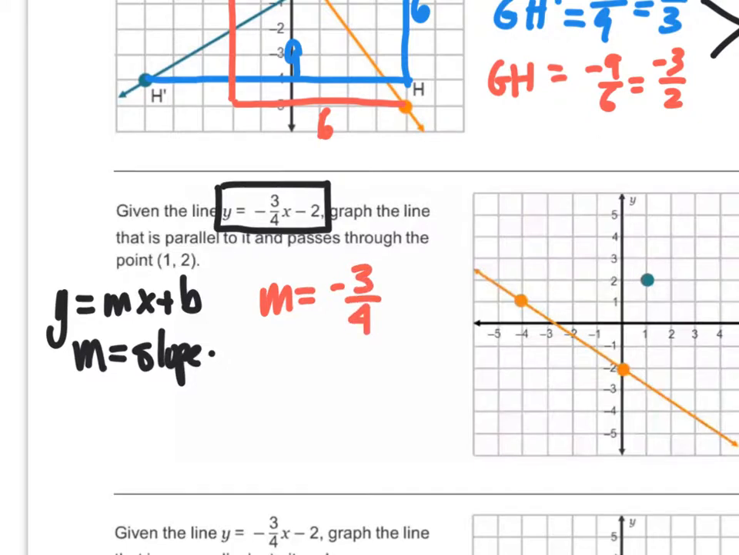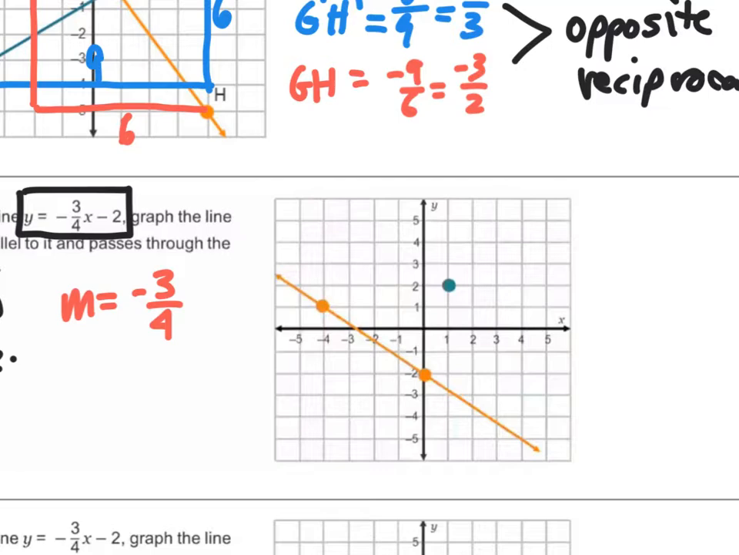So first of all, if it wants to be parallel, I know it has to go in this direction. Going from one point to the next, all that means is I'm going to go down 3 units, so 1, 2, 3, and then over 4: 1, 2, 3, 4. And that's my new point. Then when I connect these points, that's all I'm doing, just drawing that line.